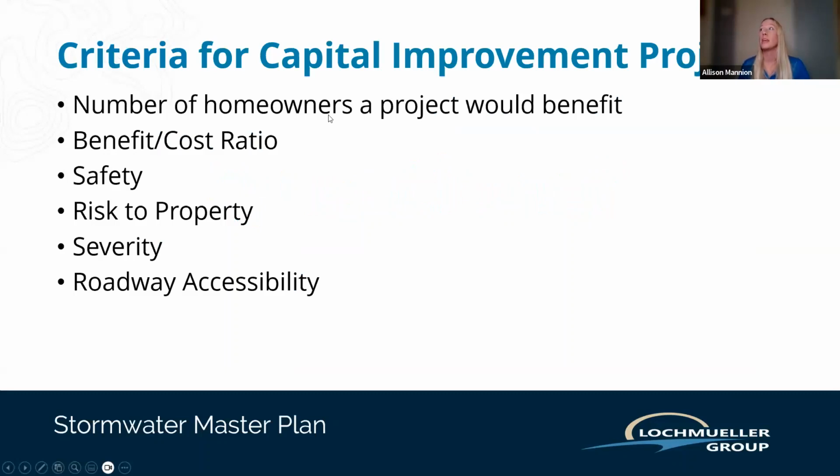And so for the capital improvement projects, things that were and are considered are the number of homeowners a project would benefit. Is this project going to benefit an entire street, or one house, or maybe one or two houses? The benefit to cost ratio. MSD has a ranking system where they take the cost of a project and also other factors such as number of homeowners that project will impact, safety, risk to property, severity of the issue, and major roadway accessibility.